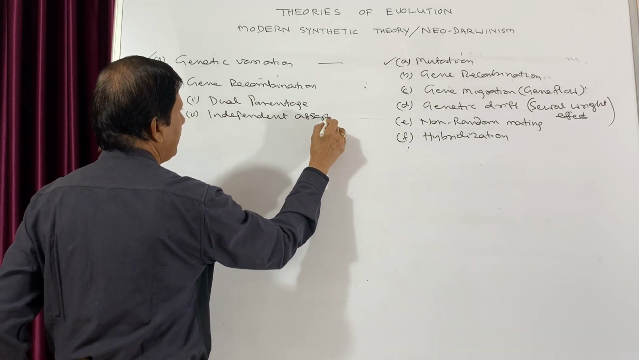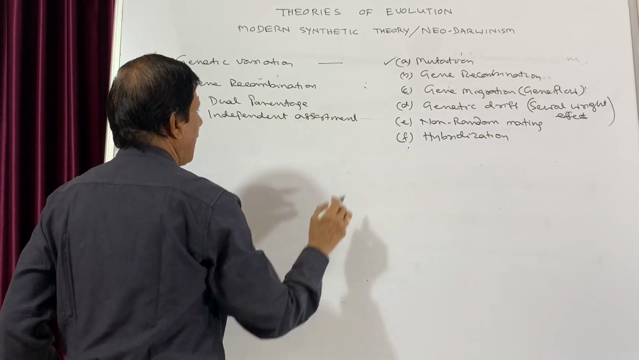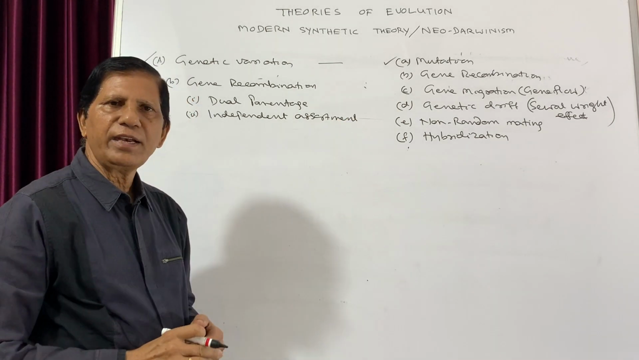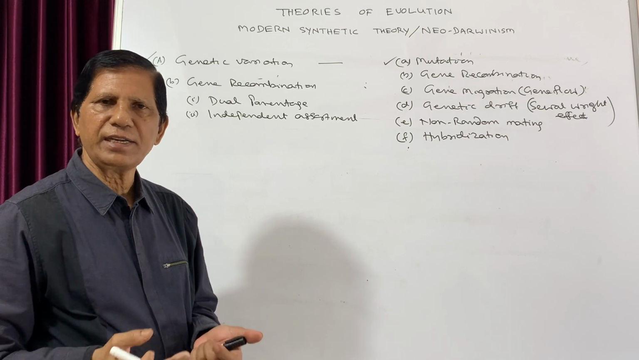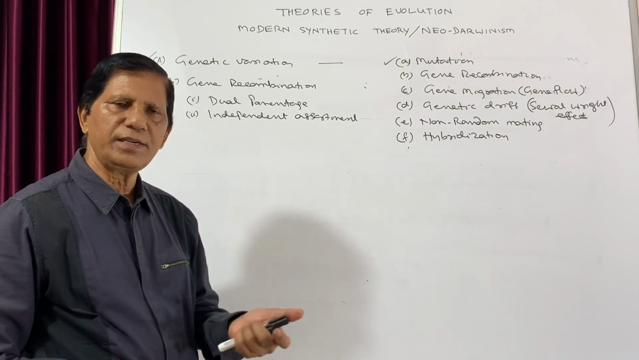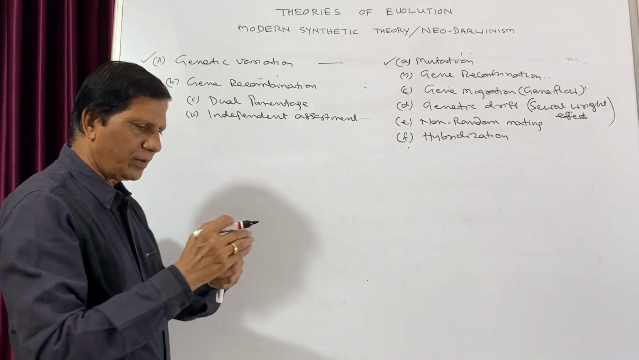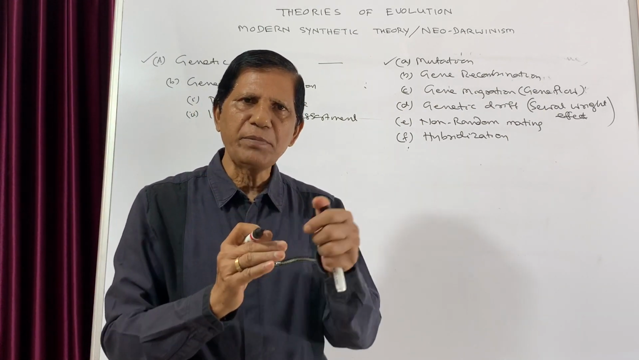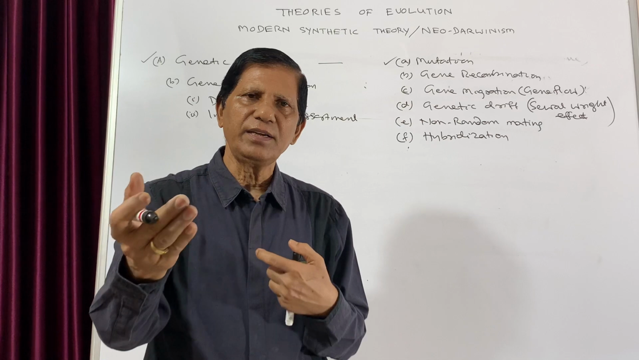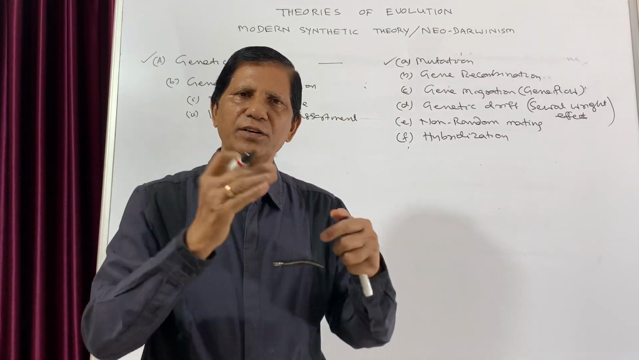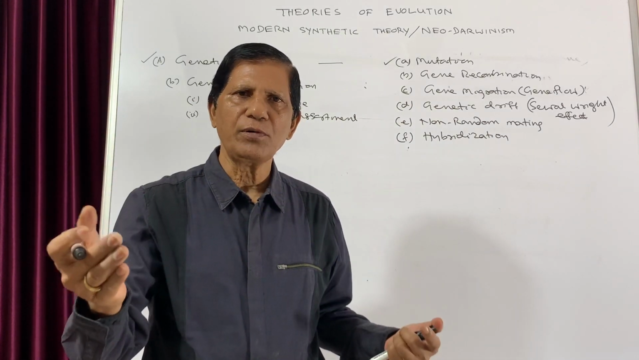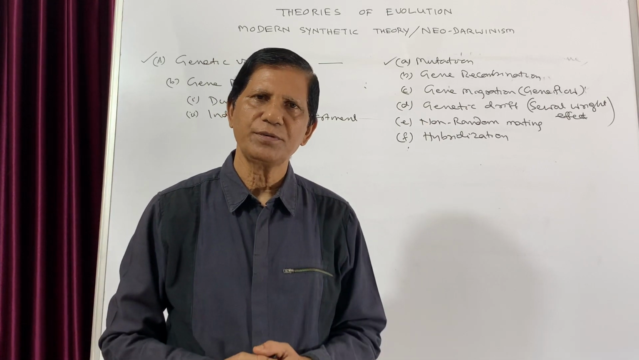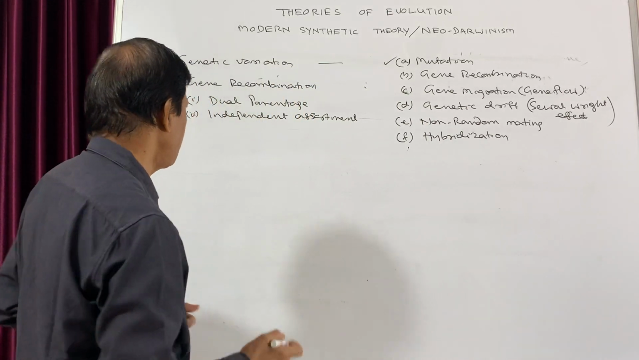Independent assortment. And regarding the independent assortment, again in detail we have discussed in genetics and also in the cell cycle, where in metaphase 1, the chromosomes orient themselves. Depending upon the orientation, either the dominant allele or the recessive allele will go to one pole, and accordingly the gametes will be produced. So that is also responsible.